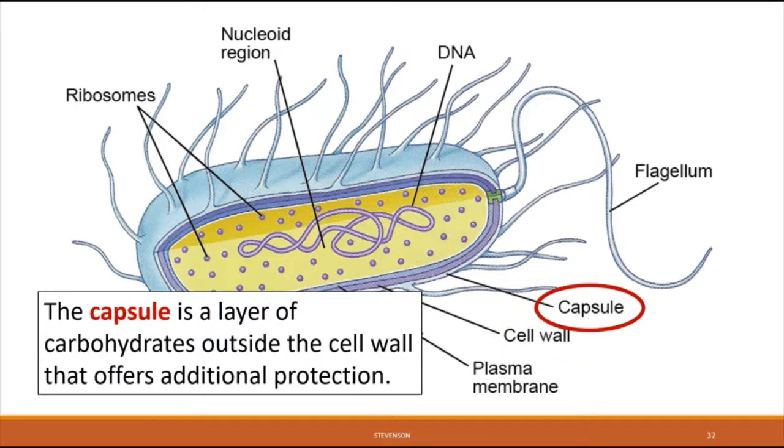And in addition, outside of the cell wall, some bacterial cells, some prokaryotes, can have another layer of material, this one made up of carbohydrates, called a capsule. Not all bacteria have a capsule, whereas all bacteria have a cell wall, but the capsule can offer additional layers of protection and can actually make a bacterium more virulent or dangerous to humans because it is more able to ward off our immune system defenses.